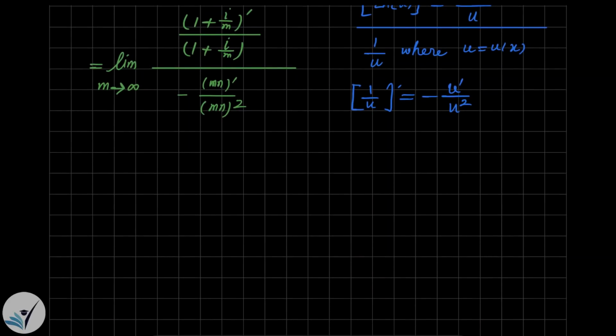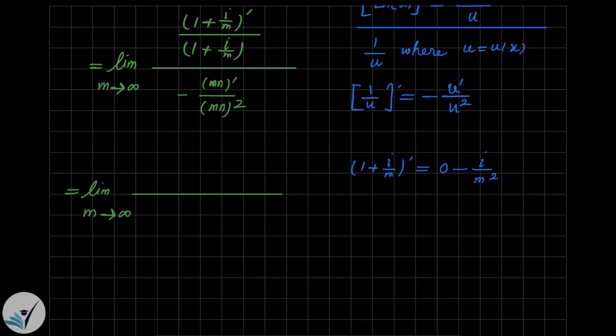Let's continue by simplifying the above expression. We have the limit as m approaches infinity. In the numerator, we have to take the derivative of 1 plus I over m. I'm going to write it down on the side. 1 plus I over m. Taking the derivative with respect to m is equal to 0 minus I divided by m squared.